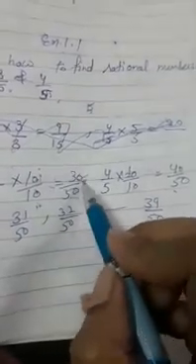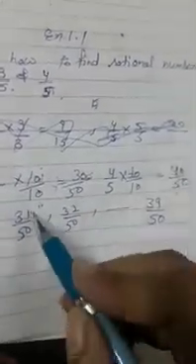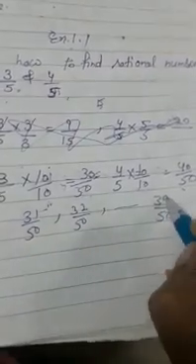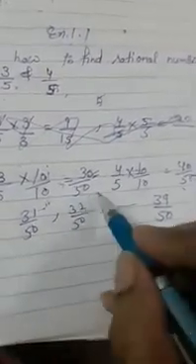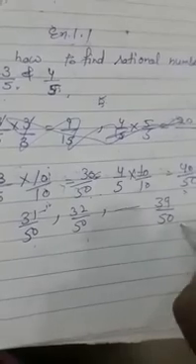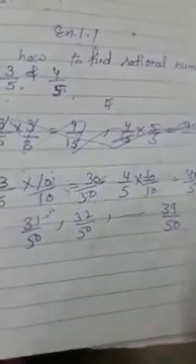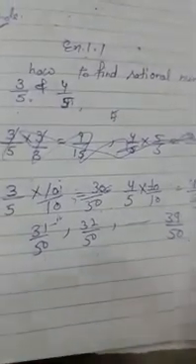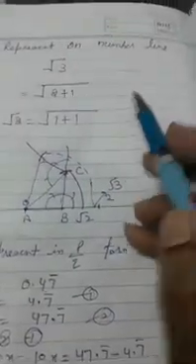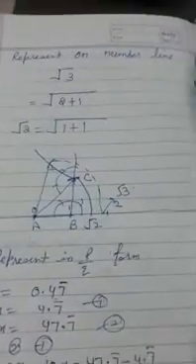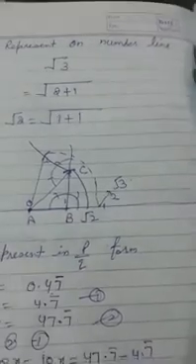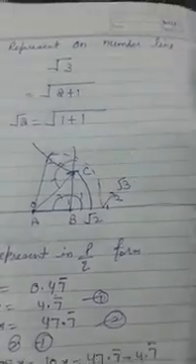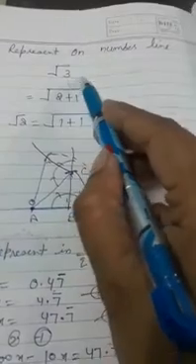Then I will write all the numbers between 30 and 40. It means start from 31 and end at 39: 31 upon 50, 32 upon 50, and so on up to 39 upon 50. In the same way you can find rational numbers between any two given rational numbers. In the next exercise you are given a number with square root and you have to represent it on the number line. Integers are very easy, you have done that in junior classes. Now if you have to represent a square root number on the number line, how do you represent it?